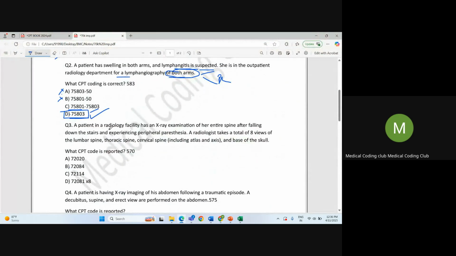Next question, a patient in the radiology facility has an X-ray examination of her entire spine after falling down the stairs and experiencing peripheral paresthesia. The radiologist takes a total of 8 views of the lumbar spine, thoracic spine and cervical spine, including atlas and axis and base of the skull. So including all this area, they have taken 8 total views. We will see what is the 8-view radiologic code for this scenario.